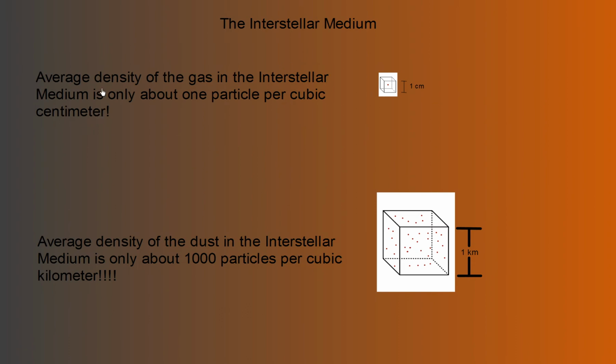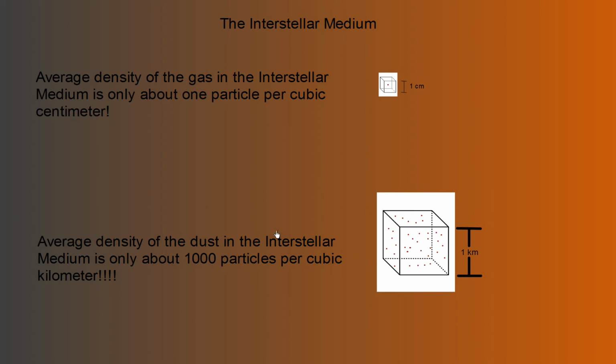And as I was mentioning before, it's not dense at all. The average density of gas in the interstellar medium is about 1 particle per cubic centimeter. So this is not to scale, but if you take a centimeter by a centimeter by a centimeter, there'll only be 1 particle in there. And that may not be shocking to you until you realize that if you take 1 cubic centimeter of the air that you're breathing, there's literally billions, if not trillions, of air molecules in there. So this is insanely not dense.